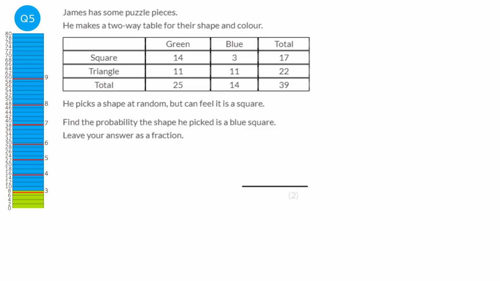So we know that James knows that he has a square. So we can actually get rid of all of this bit. It's not relevant at all to the question. And the question asks, what is the probability that the square is blue? Well, there are 3 blue squares, so it will be 3 over, and how many are there in total?